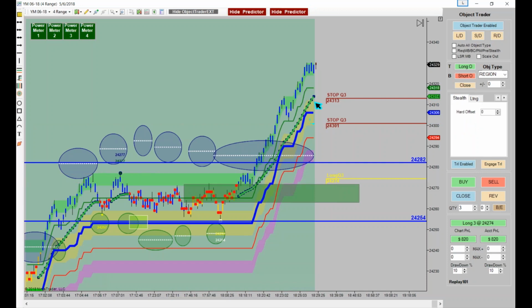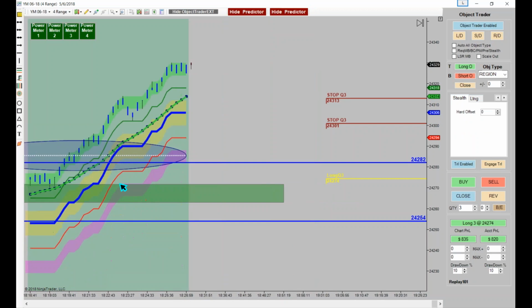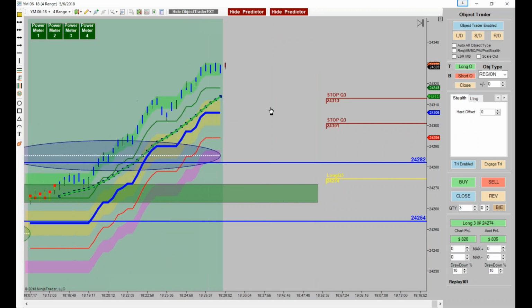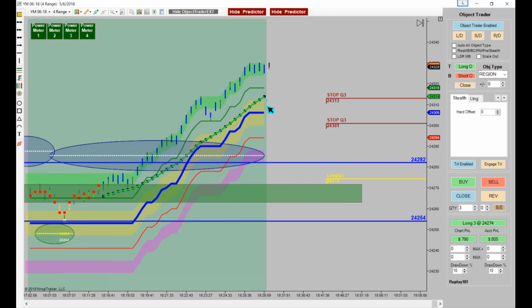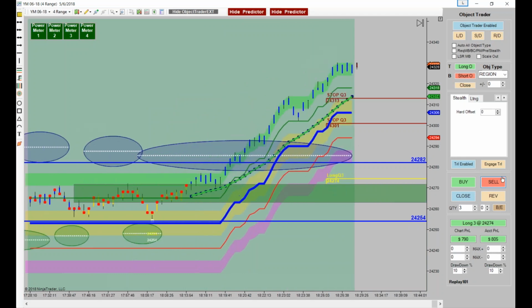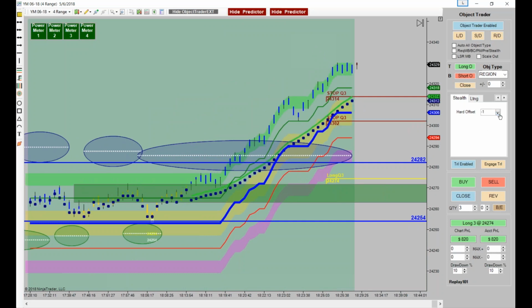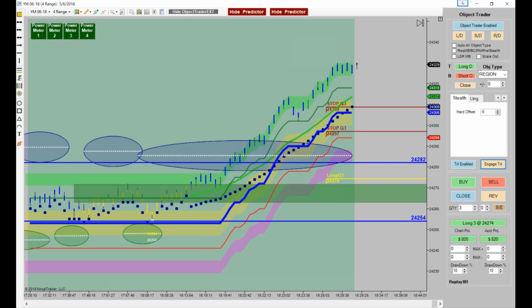See your stealth line right here? See those little dots that are on the stealth line? That's because I've got my space bar touched. I can put my stop at stealth if I want to. Engage stealth. See there? That's my stealth line. Now, if I want to offset it a little bit, I can do that also, and then re-engage it. And then my stealth line will actually hold, or it'll get taken out.